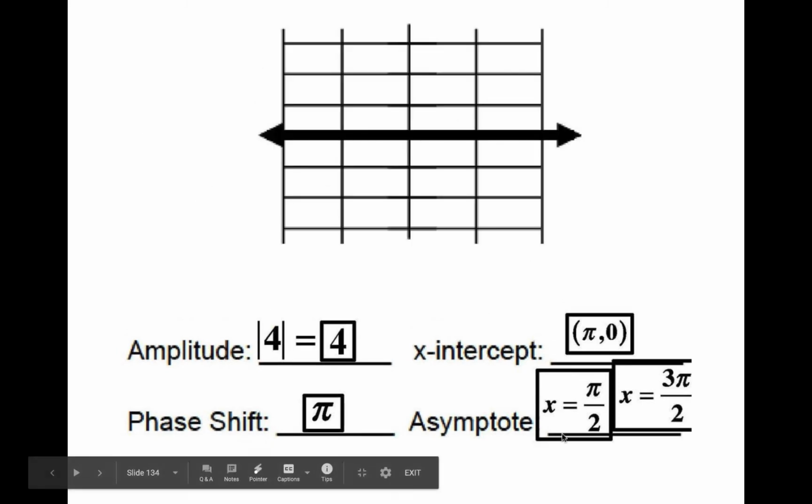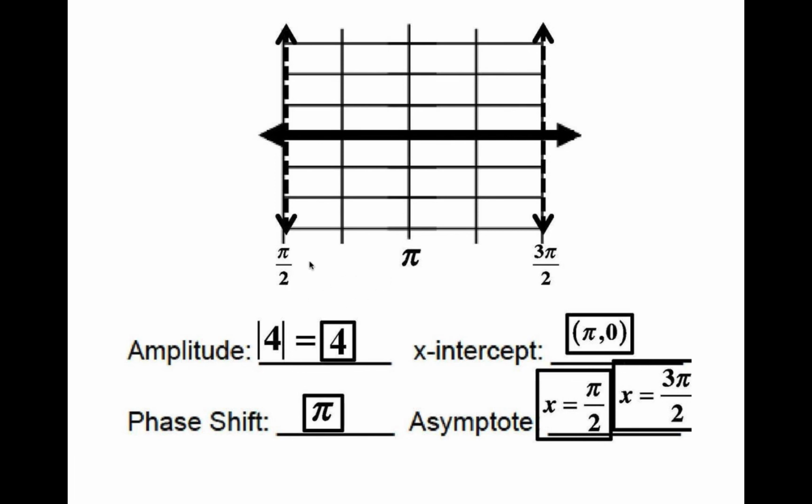So on the graph, again, our asymptotes go on first. So the smallest one is on the left side, and then the biggest one is on the right side. And then your phase shift is always at the center. So now we have to scale this. Halfway between half pi and pi is 3 pi over 4.